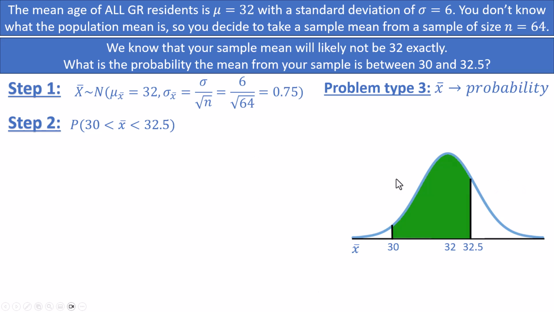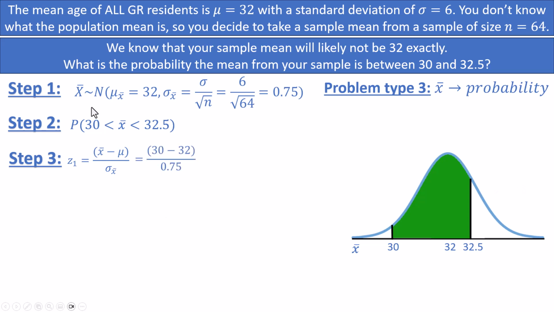On the picture, it's going to look something like this. 32 is in the middle, so we cross over the middle here. We have 30 on the left-hand side, and 32.5 is a little bit to the right of the population mean of 32. Then we can find the z-score using the z-score formula, but since we have two different values in our probability statement, we're going to have to find two separate z-scores.